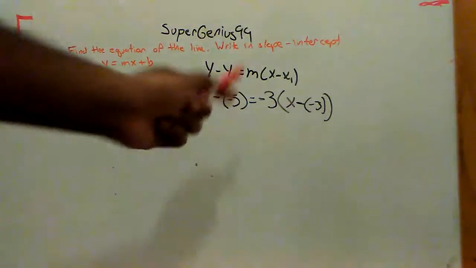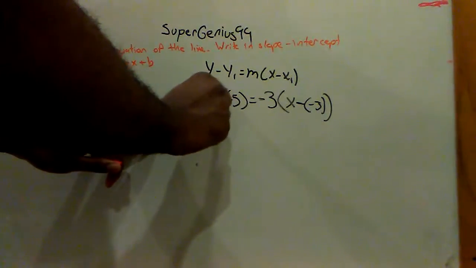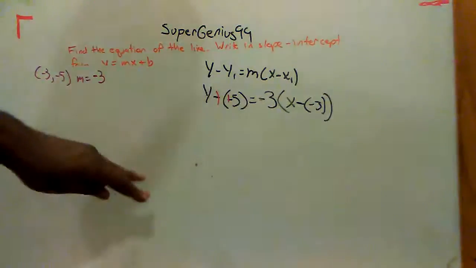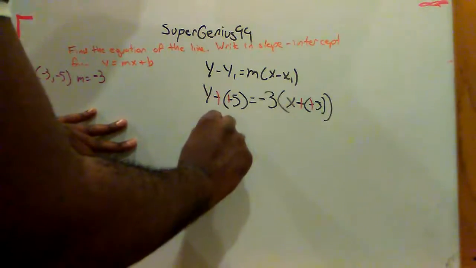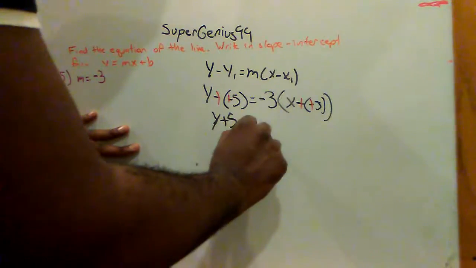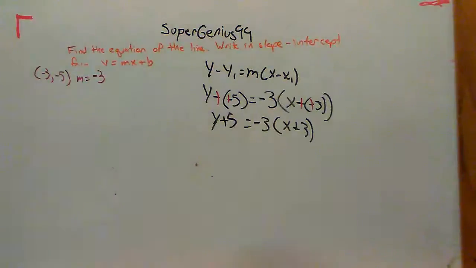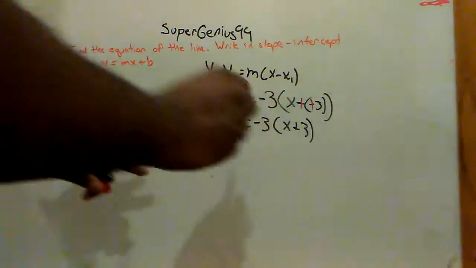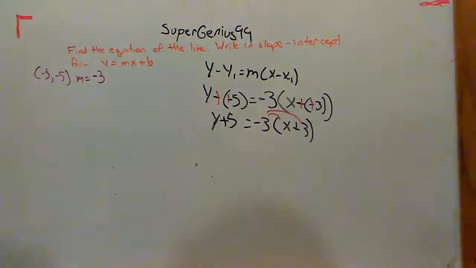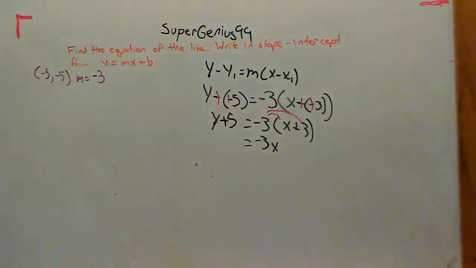Okay, so we have y minus negative 5. How can we simplify that? Since we're subtracting a negative, add a line, change the sign. And same thing over here, add a line, change the sign. And let's rewrite that line. Y plus 5 is equal to negative 3 times x plus 3. It distributes your negative 3, so negative 3 times x, and negative 3 times the 3.